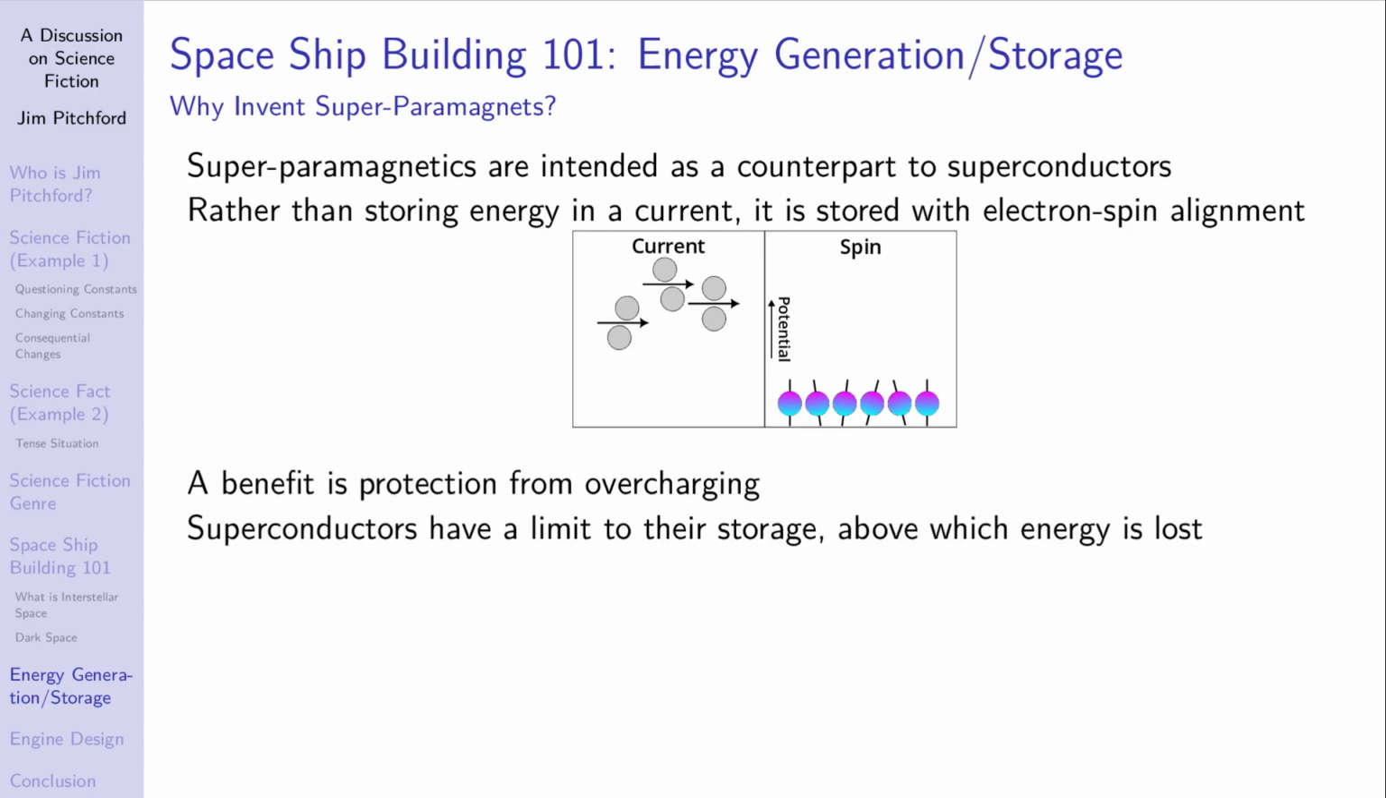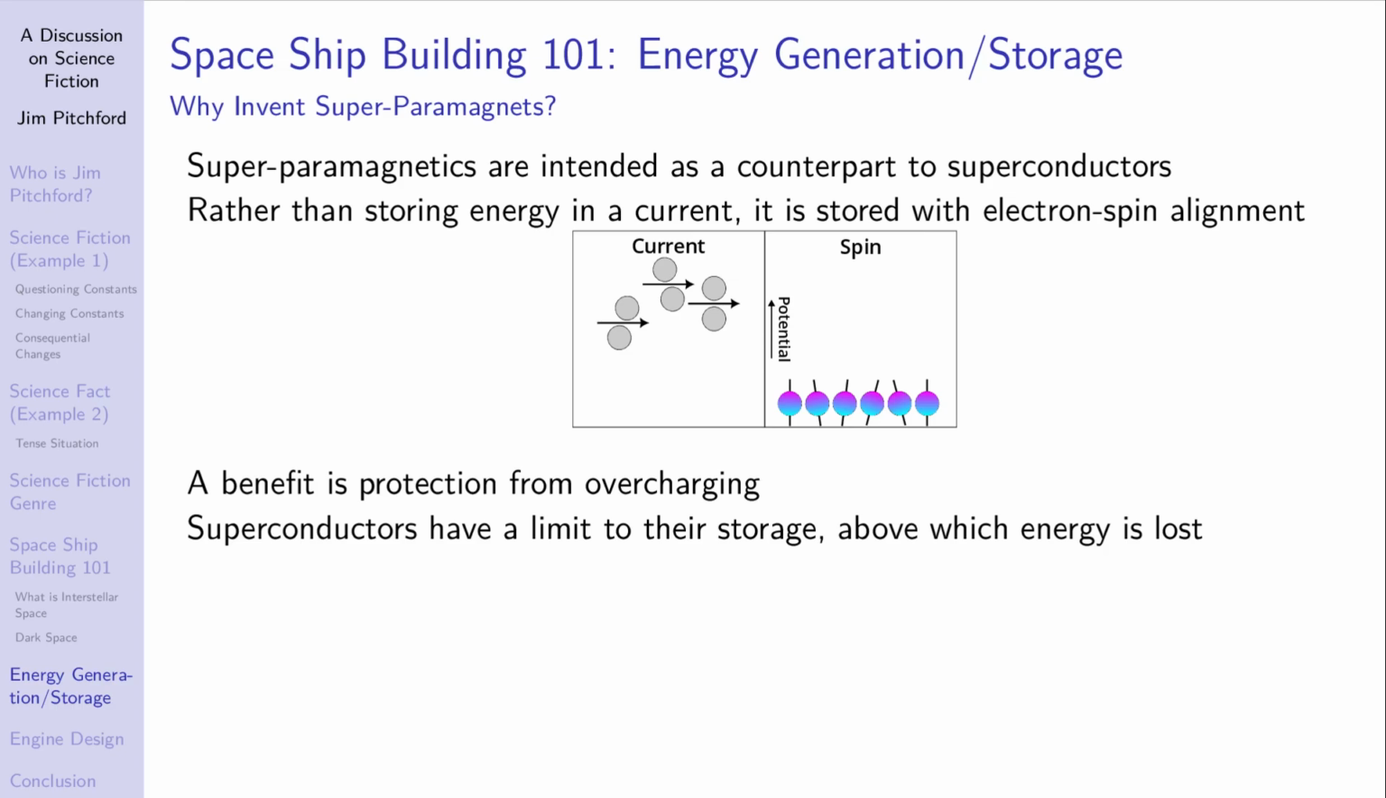Now, a benefit to going with this, using electron spin alignment, is a protection from overcharging. Okay? So you may not realize this, but superconductors actually have a limit to the amount of energy they can store. And the graphic above kind of exposes this. Not perfectly, but it is kind of there. So, for one thing, those Cooper pairs have to have some sort of potential energy. Otherwise, if you hook it up and there's no potential energy, well, there's no energy you get out then.